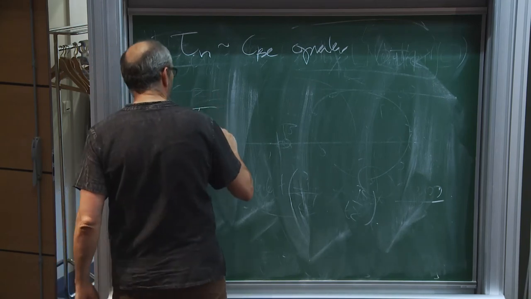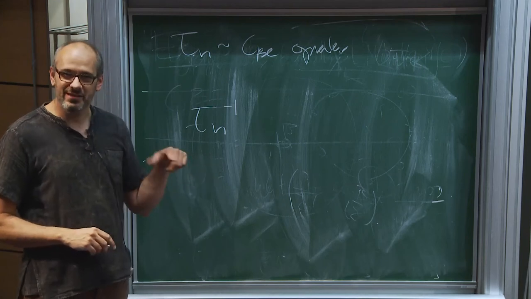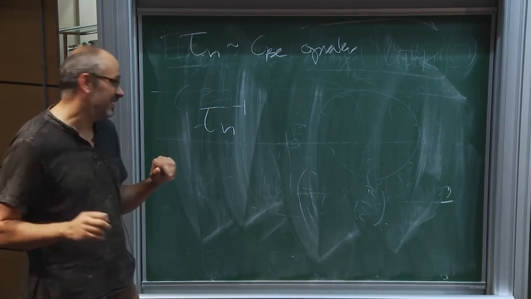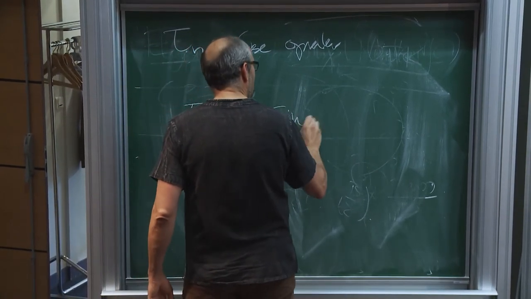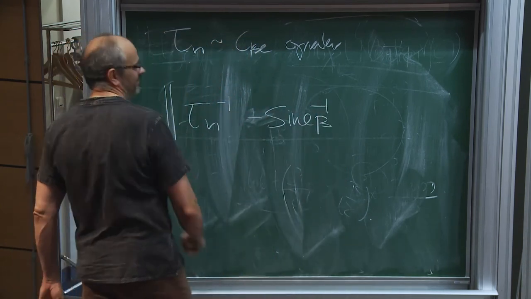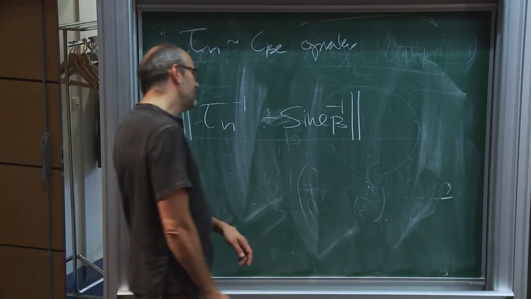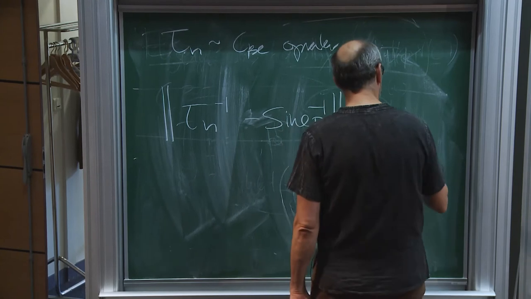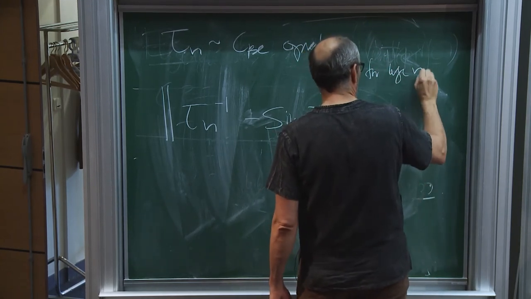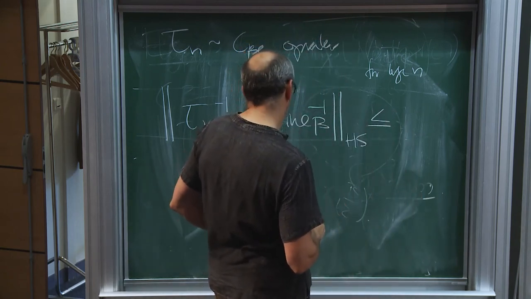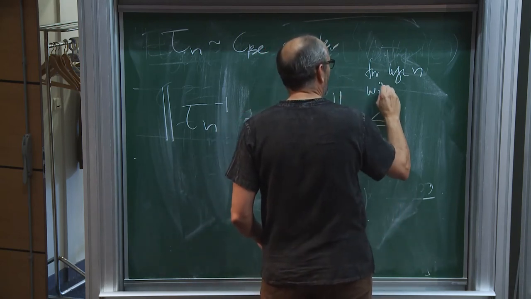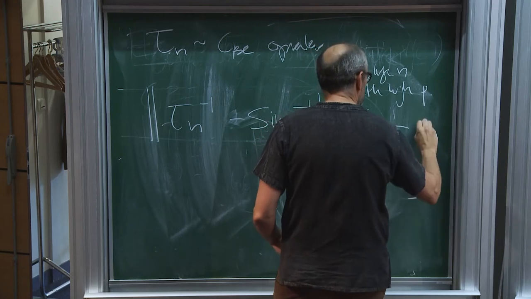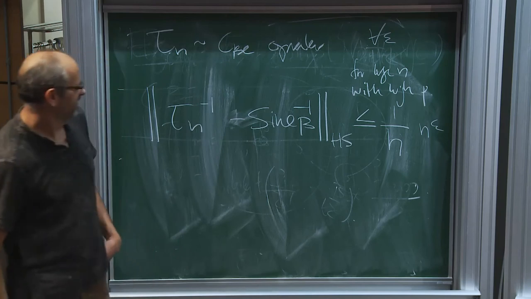You look at tau n and its inverse. This is a differential operator, so its inverse is going to be an integral type of operator with a kernel. It's actually going to be Hilbert-Schmidt, a very nice operator. I can try to write it down explicitly. And you look at also the sine beta operator inverse, and look at its norm. Actually, you can look at its Hilbert-Schmidt norm. The theorem is that, for large n, with high probability, this is less than or equal to 1 over n times n to the epsilon, for all epsilon. Oh, and this is squared.